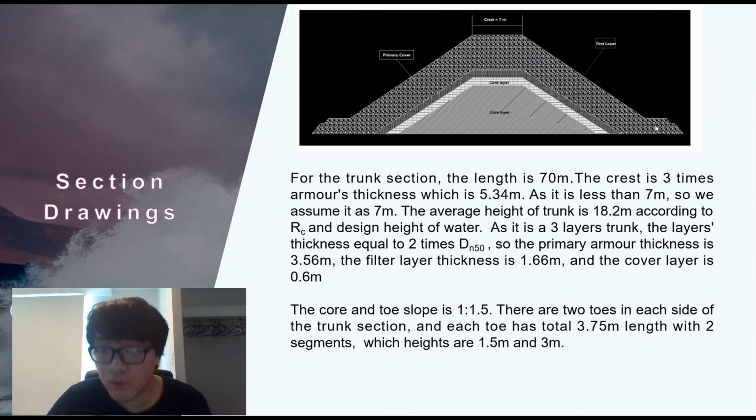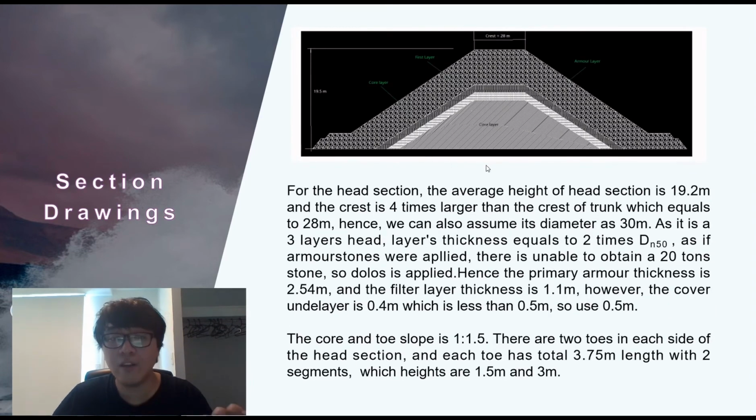There are 2 toes on each side of the trunk section, and each toe has a total of 3.75 meters length with 2 segments, whose heights are 1.5 meters and 3 meters. As for the head section, the average height of the head section is 19.2 meters, and the crest is 4 times larger than the crest of the trunk section, which equals 28 meters. So we can assume the head section's diameter as 30 meters.